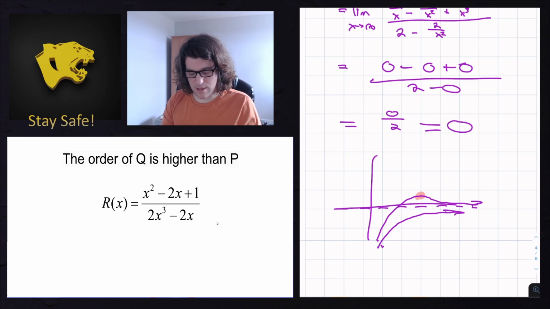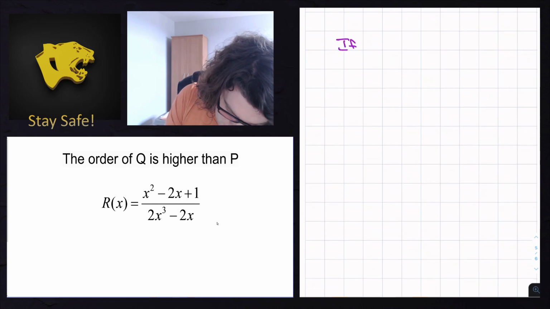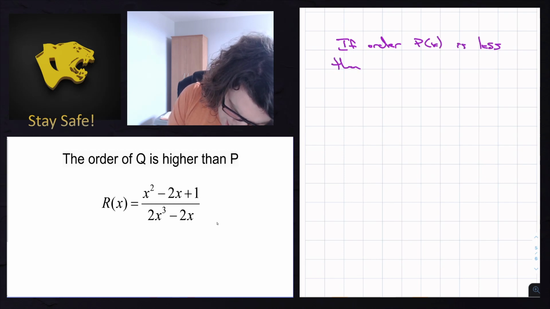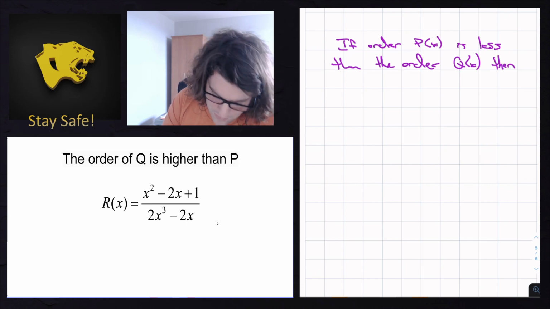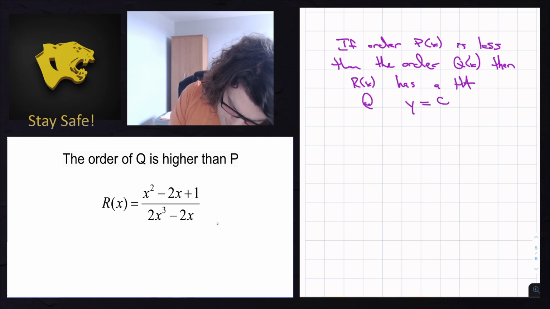So the end thing there was: if the order of p of x is less than the order of q of x, then what ends up happening is that r of x has a horizontal asymptote at y equals 0.